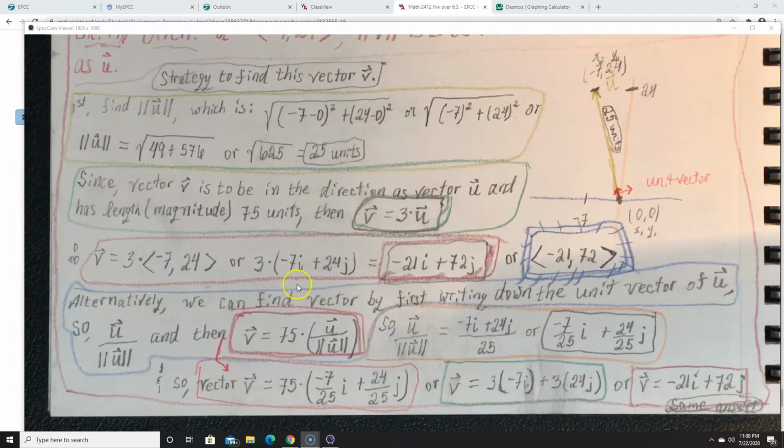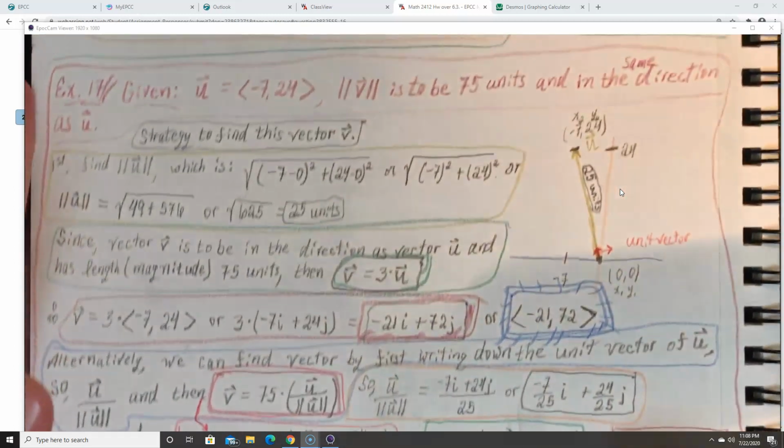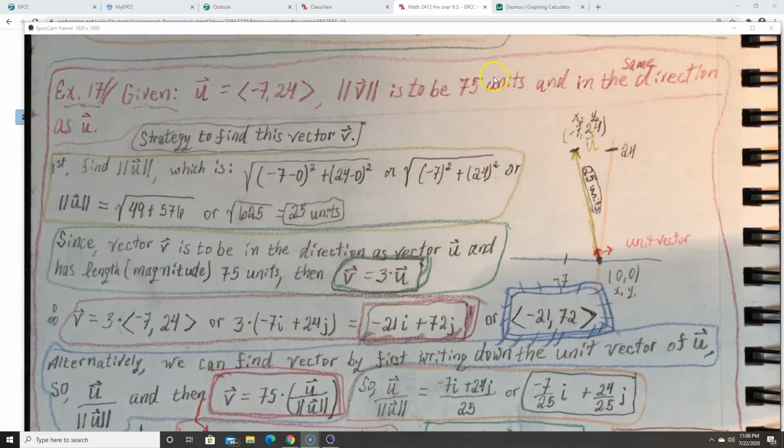And realize that's the same thing we did up here. We realize that the new vector is going to be 3 times as long as this one, because remember this one was 25 units long, and our vector v, the new one, was supposed to be 75 units long in the same direction as vector u. So that's a kind of clever way to do it. You just take this original vector u and multiply it by 3. And that's what we did right here. The new vector is 3 times the original vector.